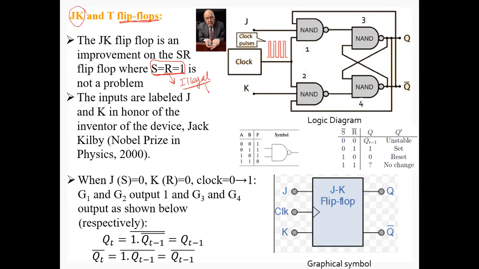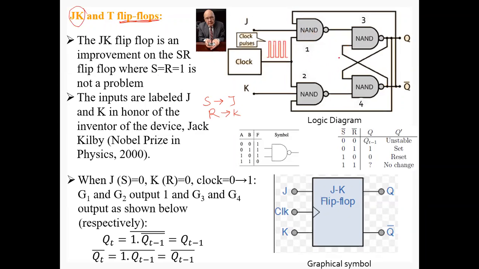So to avoid that, the JK flip-flop was developed, okay? So it means in the JK flip-flop, S equals R equals 1 is not a problem anymore. All right. So as I said earlier, S is J, and R is K. So this is the JK flip-flop. This is the NAND version of the JK flip-flop.